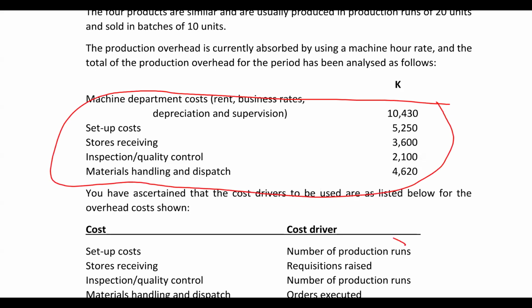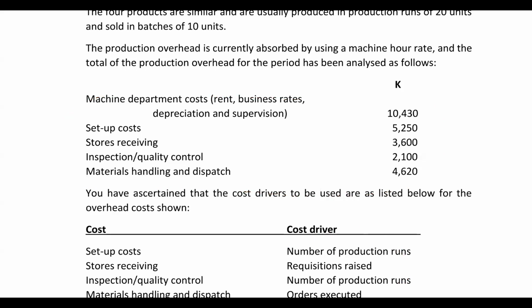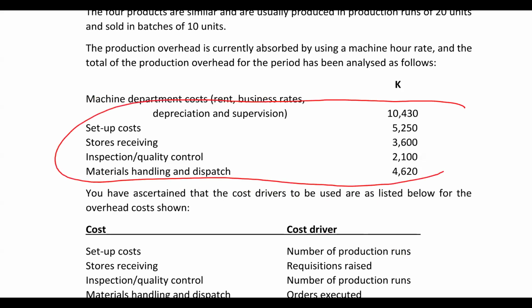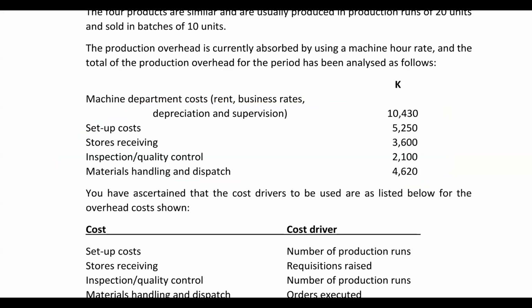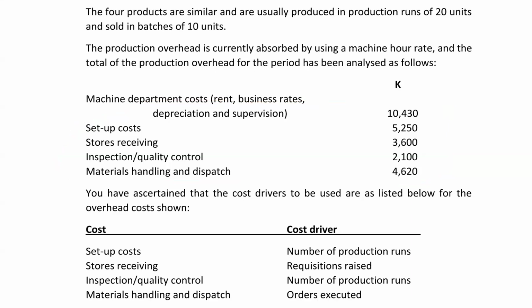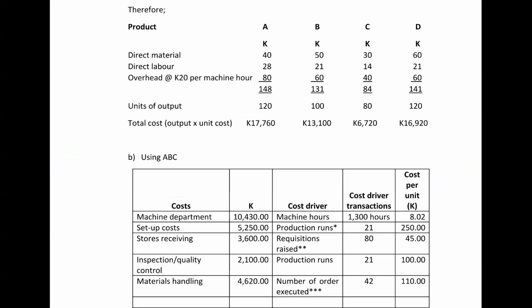So we need to calculate the number of production runs. That is the one that we use, and also the number of requisitions we already have, the number of orders executed. So get the breakdown of the overhead. Don't add all the overheads now. It's not like in the traditional method. Don't add overheads. Instead, just break them down like this, and you have them with their respective production runs, the cost drivers. So these are the costs, and also their respective drivers.